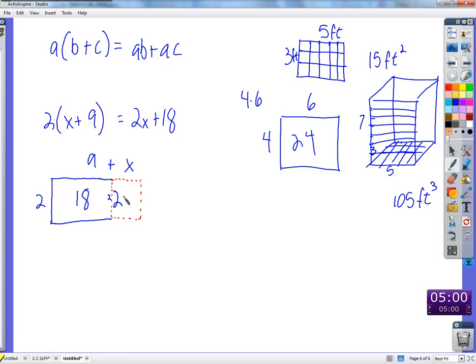So how big is the area of this rectangle? 2 times x. Whatever x is. If x is 3, 2 times 3 the area would be 6. If x was 7, 2 times 7, the area would be 14. Depending on whatever x is, the area will be 2 times that number x. So what's the area of the whole rectangle? This much plus this much, 2x plus 18.